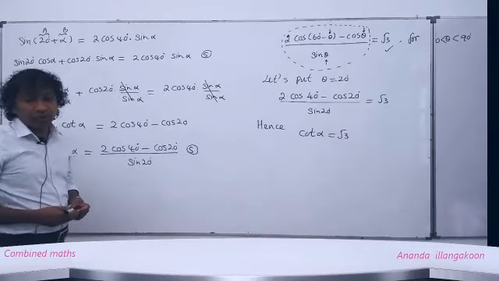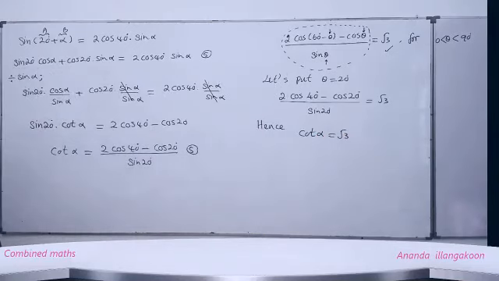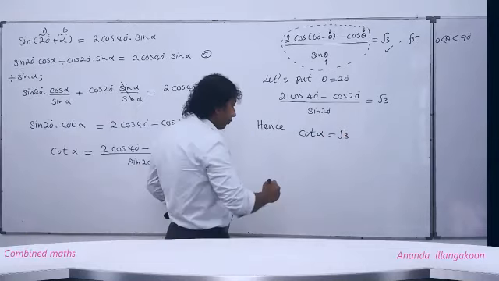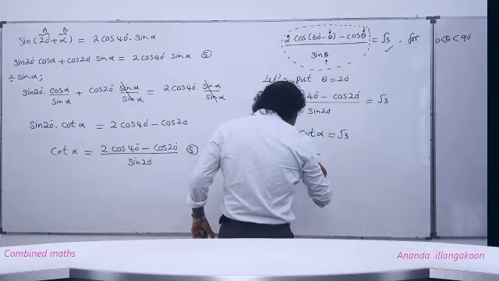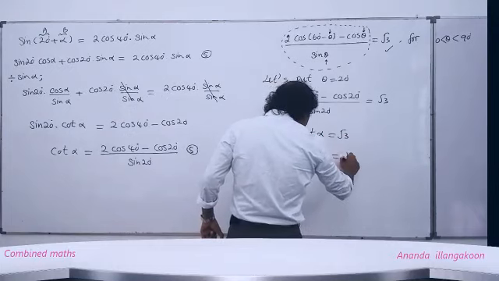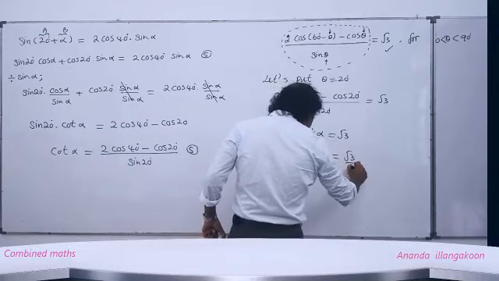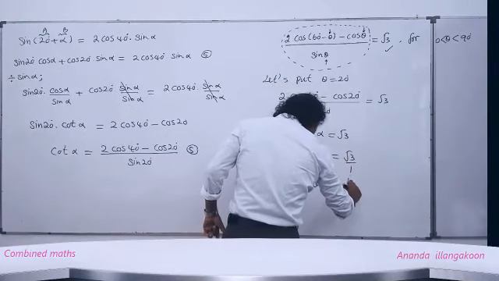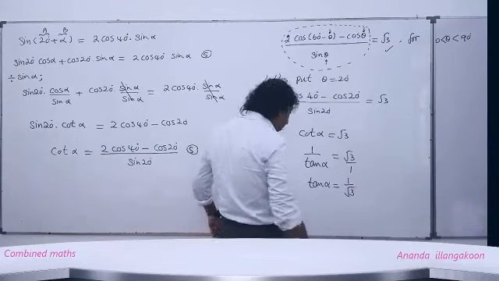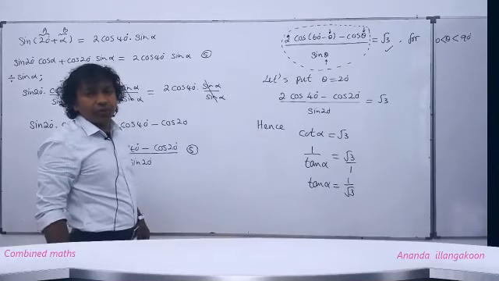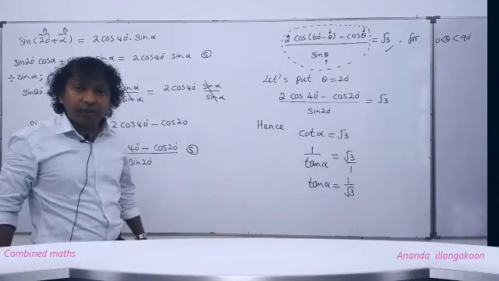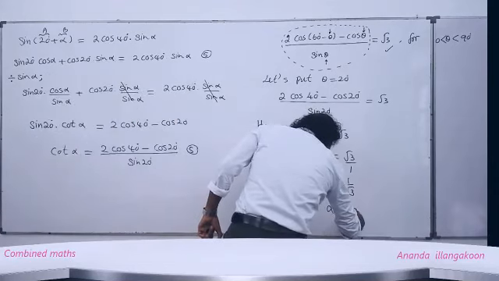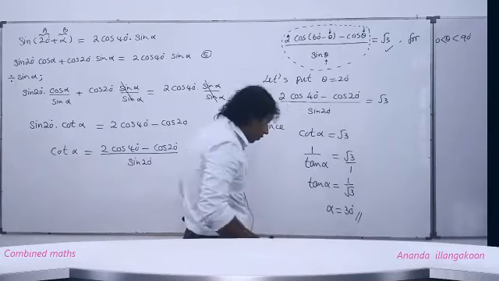Cot alpha is root 3, people. Cot alpha means 1 upon tan alpha, no? 1 upon tan alpha is equal to root 3. Root 3 means root 3 by 1. Then taking the reciprocal, you can write tan alpha is equal to 1 upon root 3. Tan alpha 1 upon root 3 means, people, alpha is what? 30. Alpha is 30 degrees.